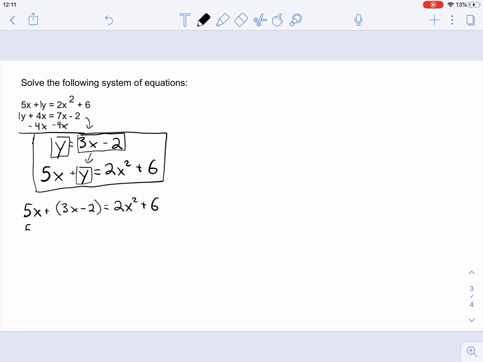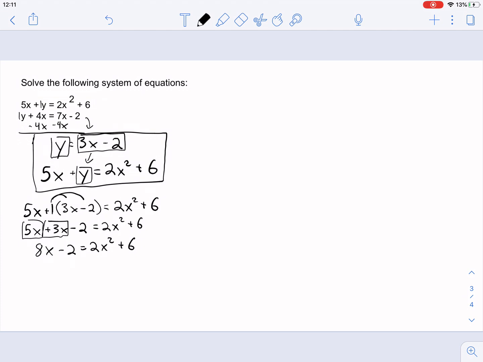I want to simplify the left. 5x, there's an imaginary 1 here. I can distribute my 1 and get plus 3x minus 2 equals 2x squared plus 6. I have two like terms here. 8x minus 2 equals 2x squared plus 6.